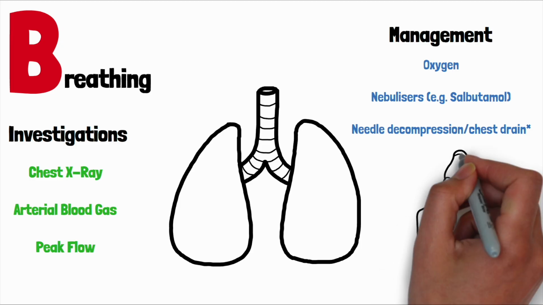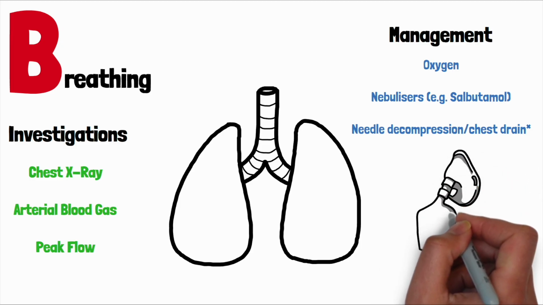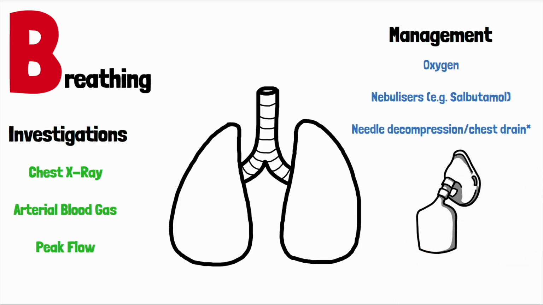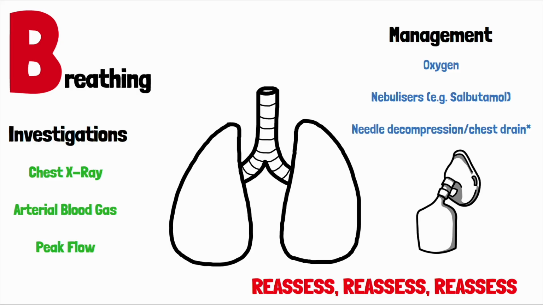When managing an acutely unwell patient, guidelines typically state to commence 15 litres of oxygen via non-rebreathe mask in the first instance, and this can then be down titrated according to target saturations later. Remember, if you intervene and try to correct a problem at any given step, make sure to reassess your patient and be satisfied that you have adequately corrected any issues before moving on to the next system.